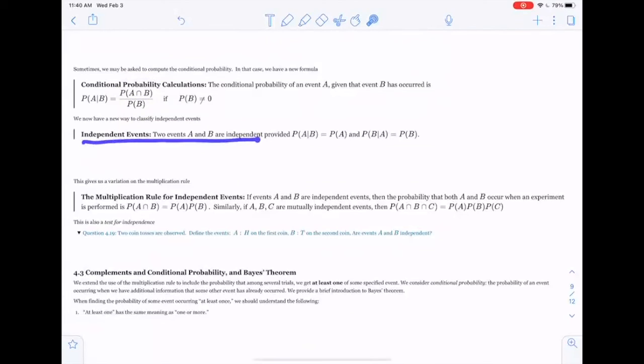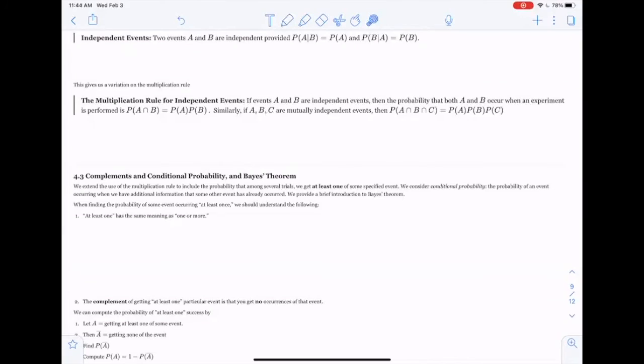So 2 events A and B are independent, provided the probability of A given B is equal to the probability of A, and the probability of B given A is equal to the probability of B, right? What this is saying is that the conditional probability is unaffected by the fact that B has occurred. So that's what we would think, that if 2 events are independent, then the probability that A occurs given B occurs is not different than the probability that A happens. Likewise for B.